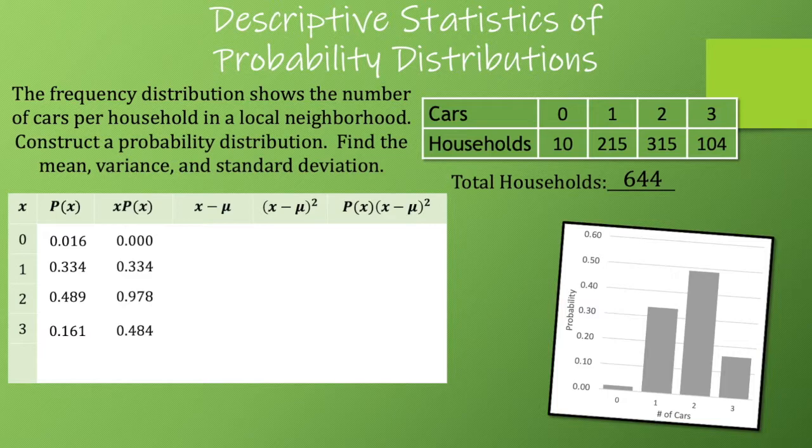Next thing we're going to do is add all those things together. So the sum of x times p of x is 1.797, and that's our mean.